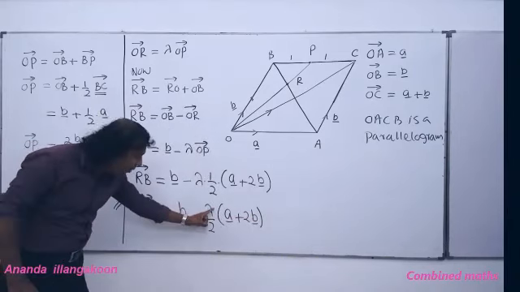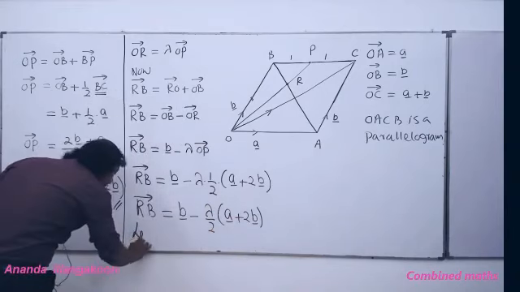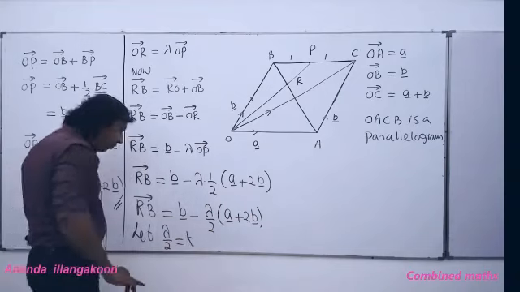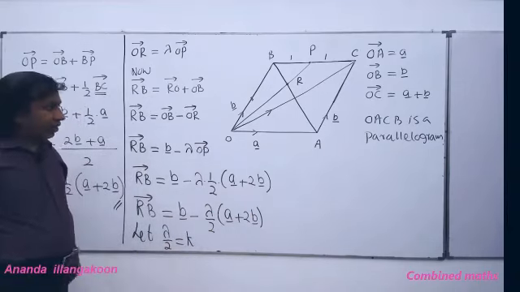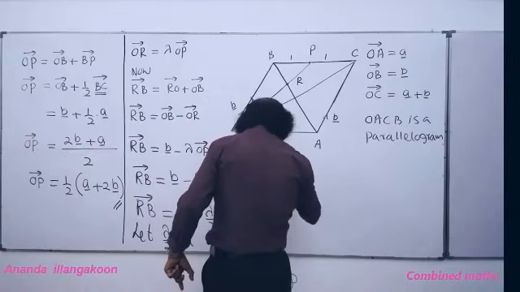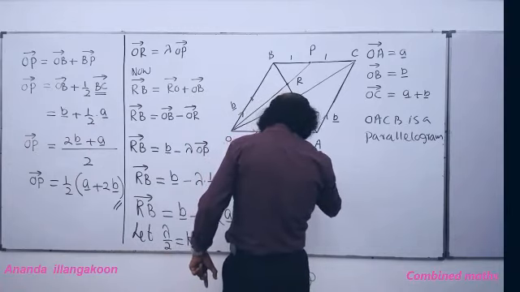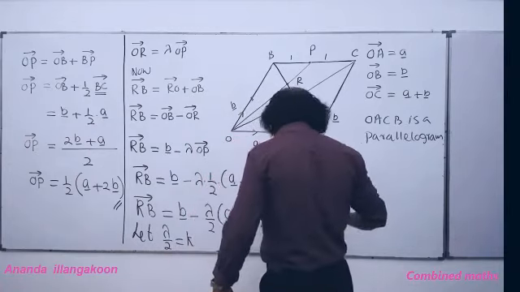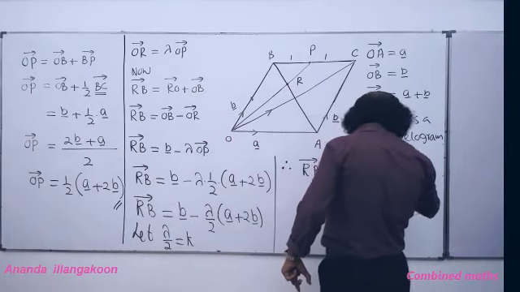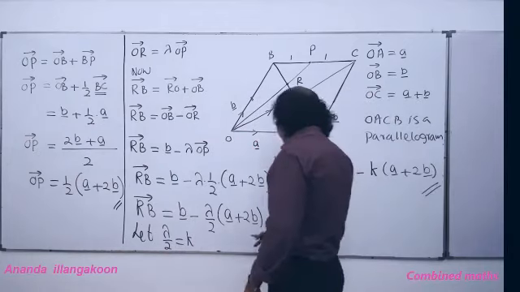People, this lambda divided by 2 part I am going to take as K. Let lambda divided by 2 equal K. Then we get the asked answer. Therefore, RB vector is equal to B vector minus K times A plus 2B vector. This way, we can take that answer.